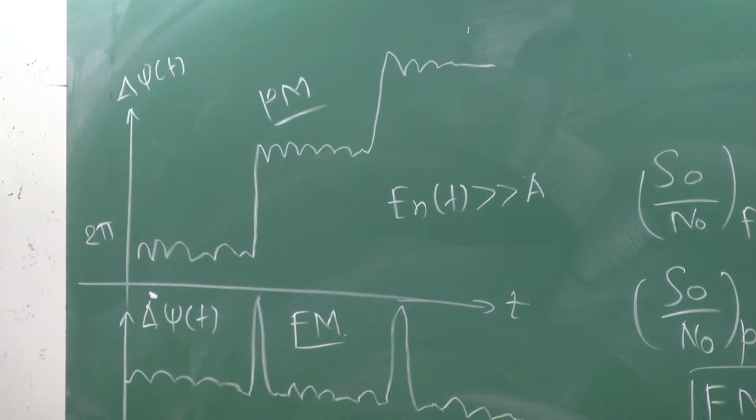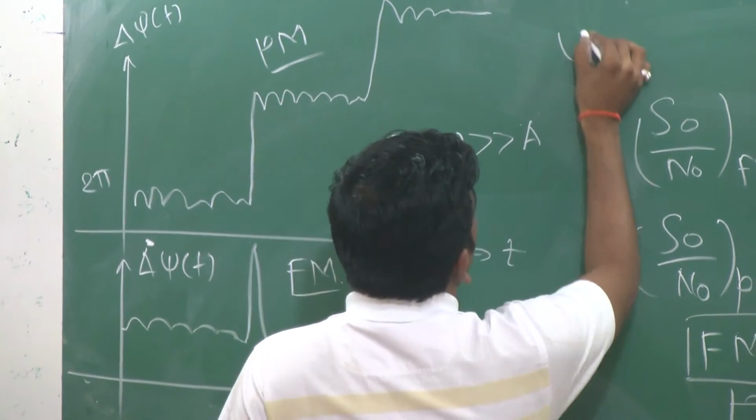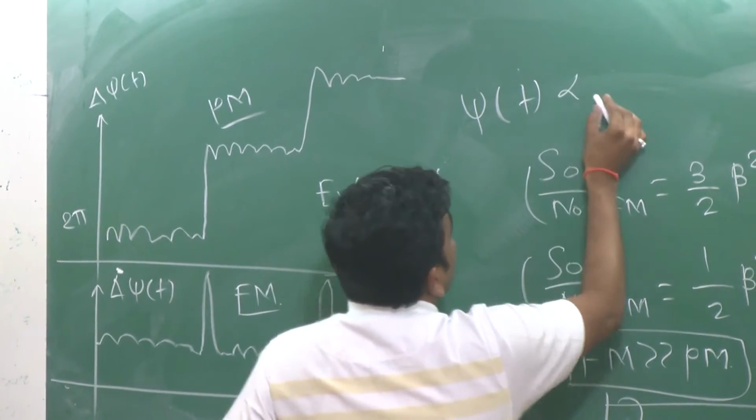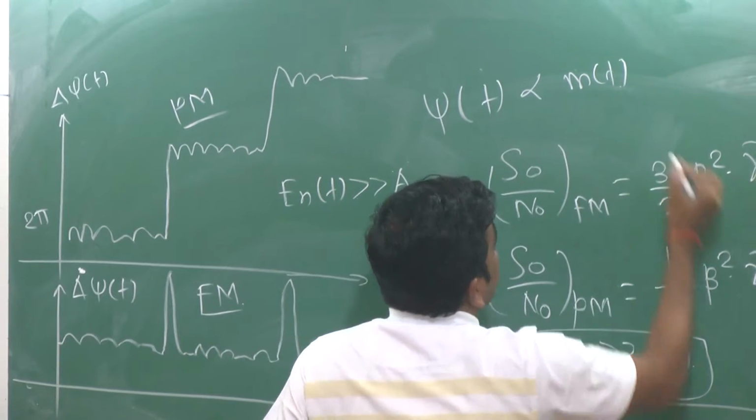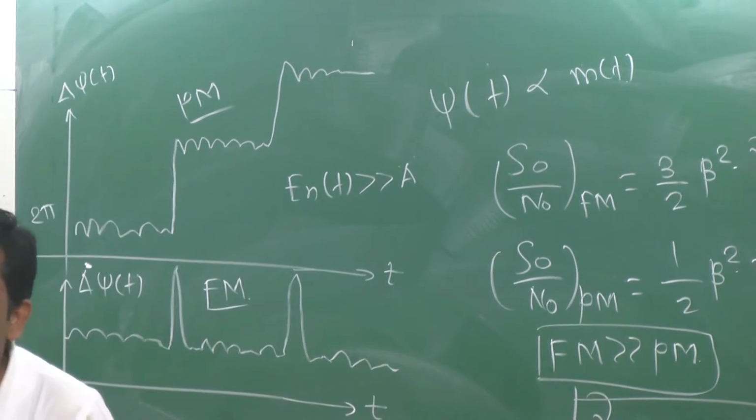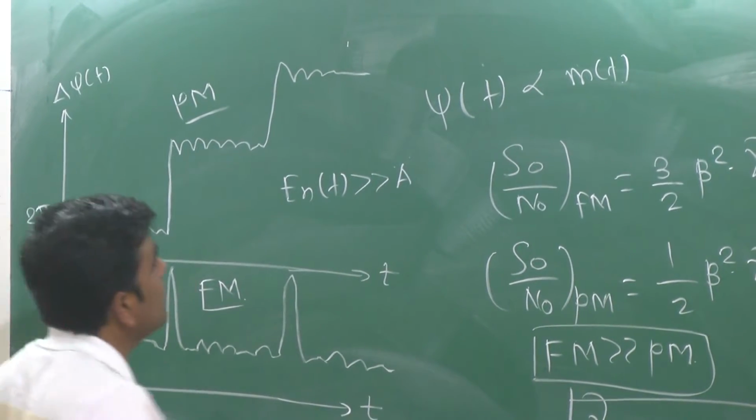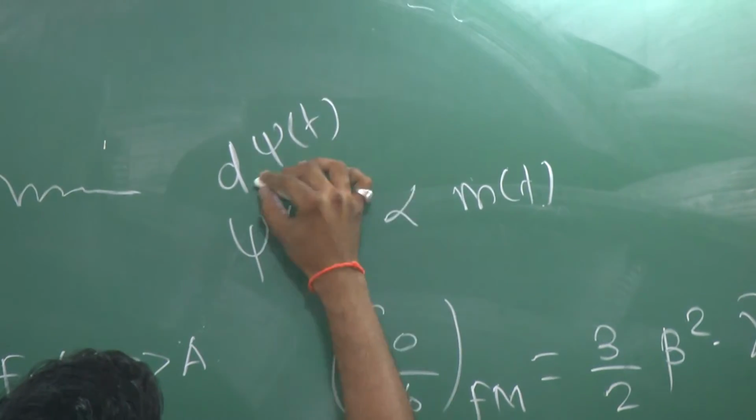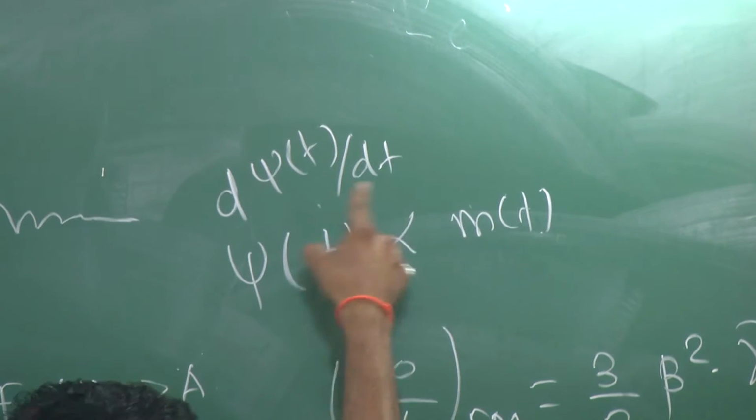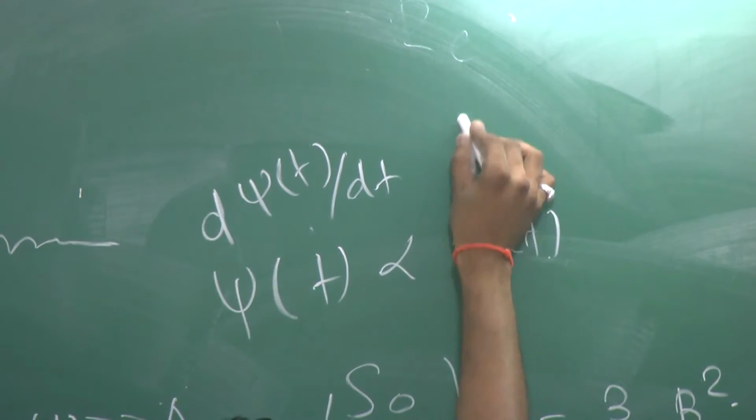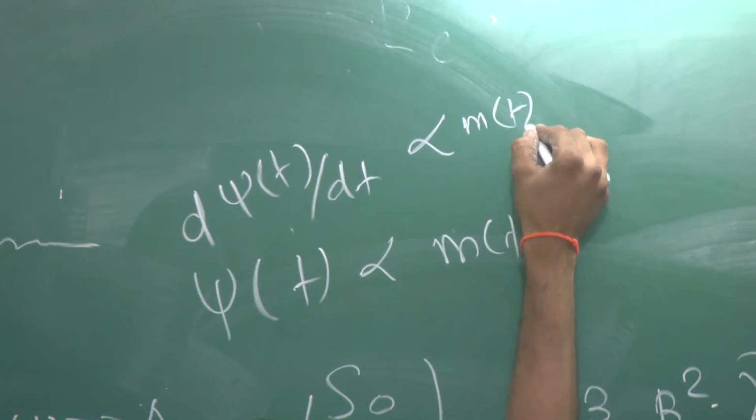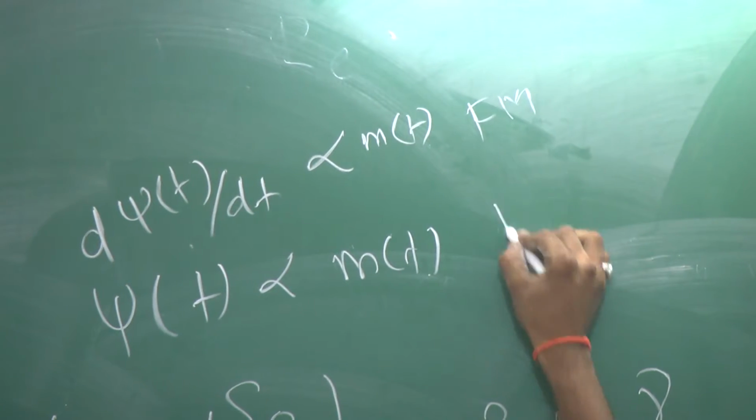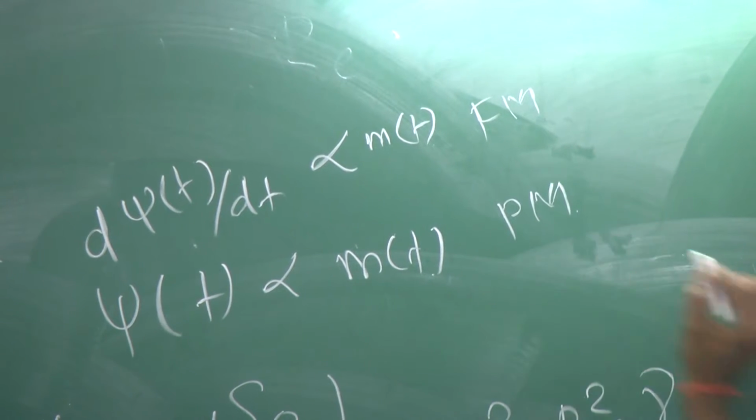See here, for angle modulation, all the information is hidden in psi of t, which is proportional to your m of t. This is the case for your phase modulation. For frequency modulation, the instantaneous frequency deviation, that is the derivative of psi of t, is proportional to m of t. This is the case for FM. All of you agree?